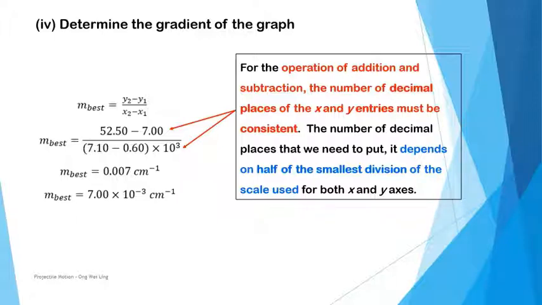Determine the gradient of the graph. For the operation of addition and subtraction, the number of decimal places of the x and y entries must be consistent. m best equals y2 minus y1 over x2 minus x1. The number of decimal places that we need to put depends on half of the smallest division of the scale used for both x and y axes.